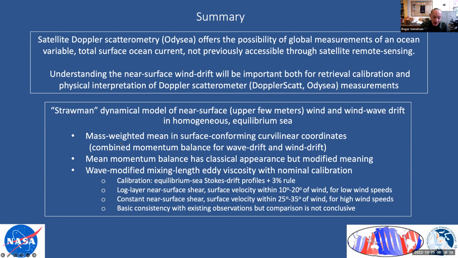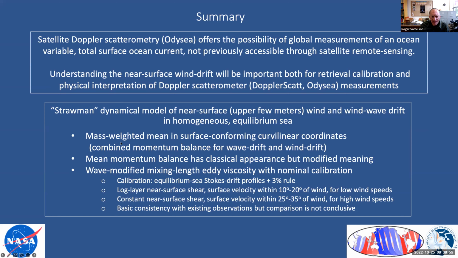And so in this talk, I've tried to put forward what I think of as a straw man dynamical model of the near surface wind and wind wave drift in this homogeneous equilibrium case, which I think is relevant. I mean, it's relevant to the extent that the drag coefficient is relevant, and it is. We use it all the time. It should be possible to come up with a sensible estimate of the profile in a similar way for the upper few meters of the ocean.